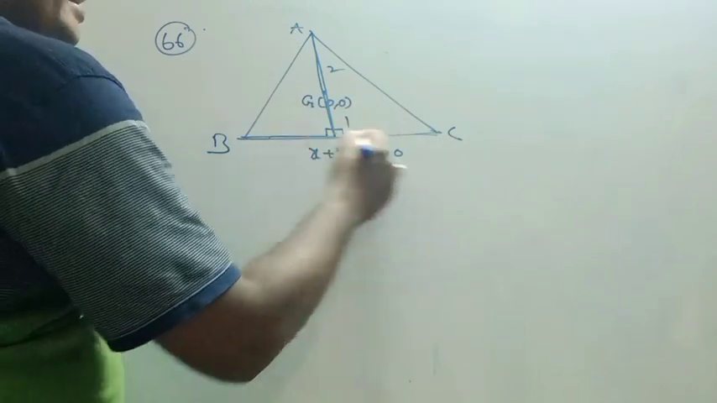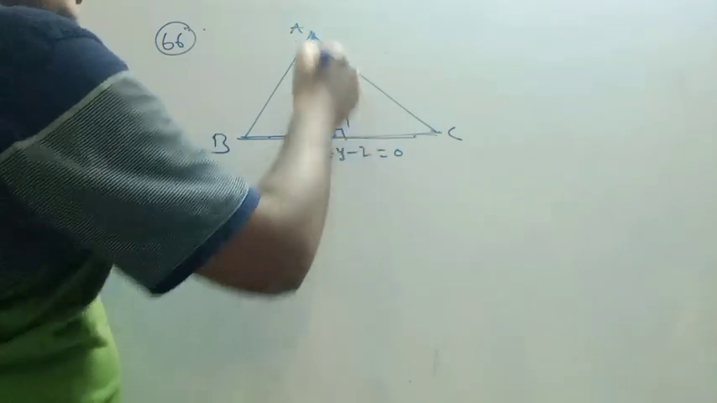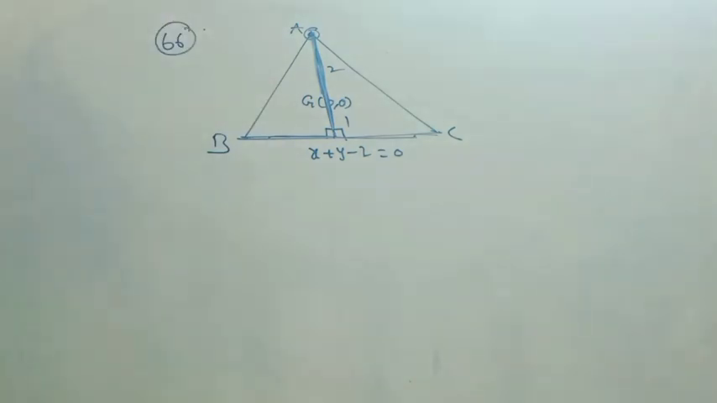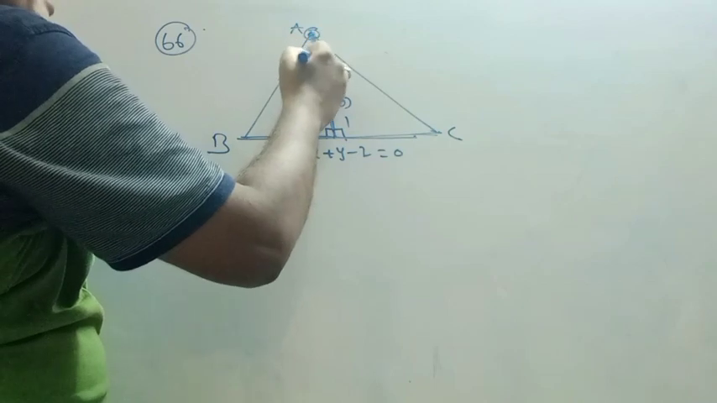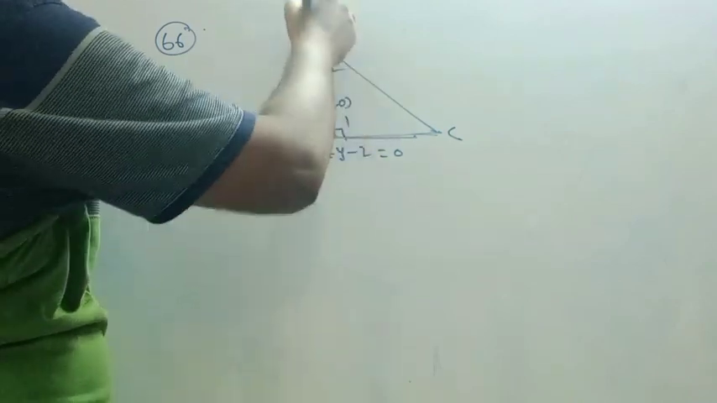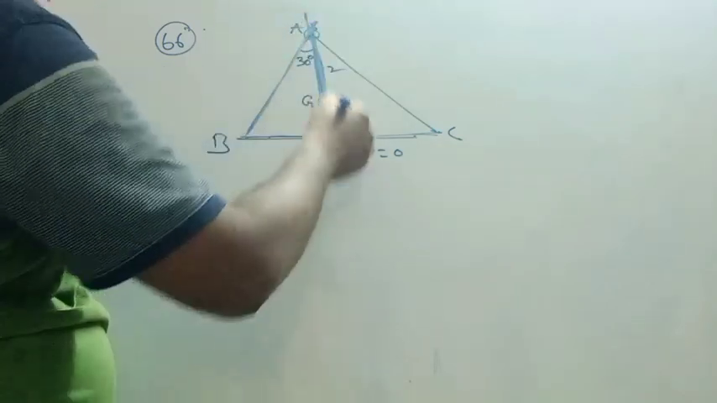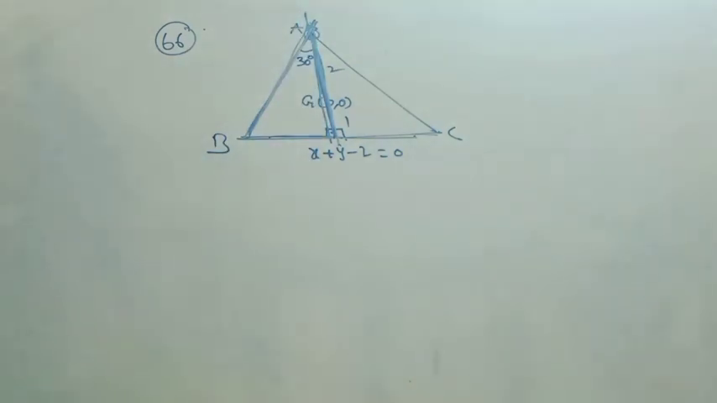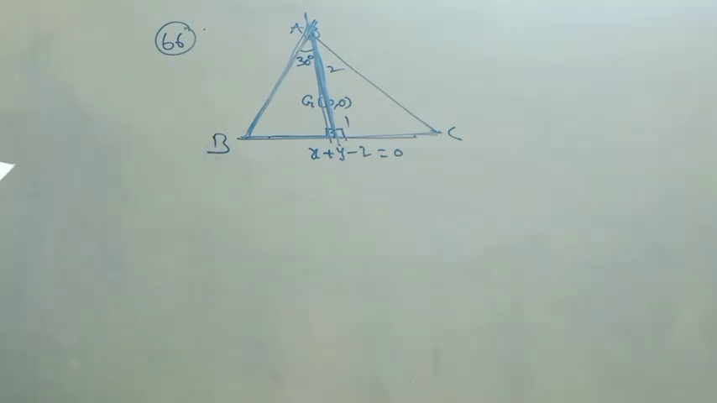We know this side, we know this side. We can even find the equation of the altitude for this, right? We can find one of the sides they have given: x plus y minus 2 equal to 0. And we know this angle is 30 degrees. Now you know this side, you know this side, we can find this side. You know the slope of this, you can get the slope of this, right? Fine.